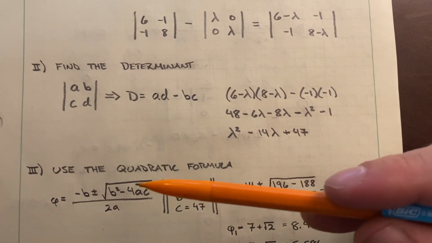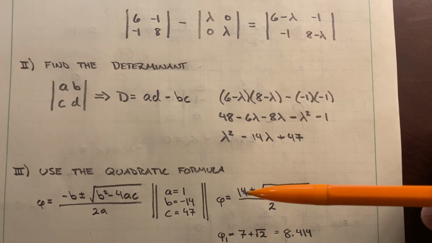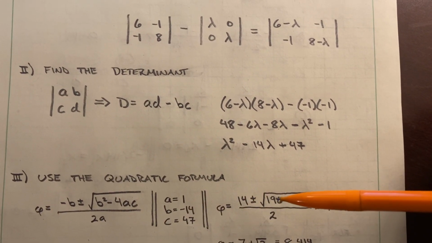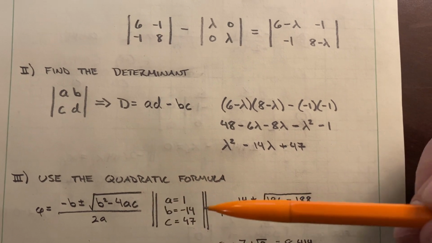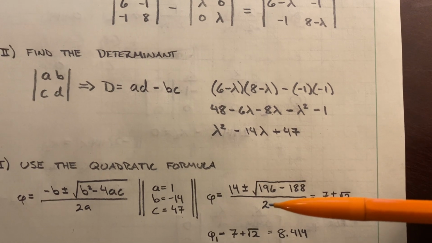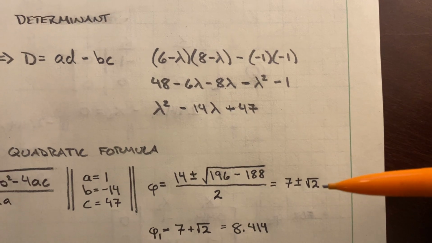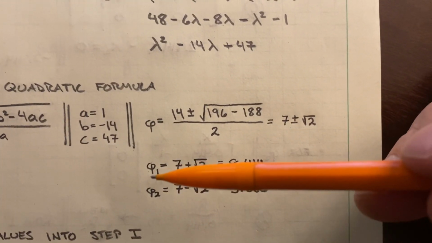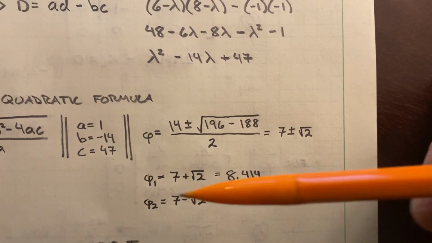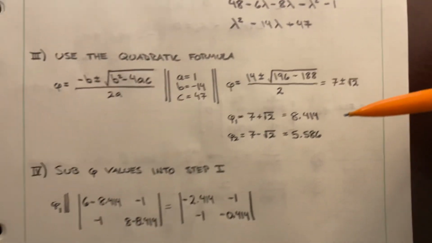We will put these values into our quadratic formula, giving us negative b, or negative 14, which is 14, plus or minus b squared, which is negative 14 squared, 196, minus 4 times a times c. So 4 times 1 times 47, 188. All divided by 2. We'll simplify, and we're going to get 7 plus or minus the square root of 2. So phi 1 is going to be 7 plus root 2, or 8.414, and phi 2 is going to be 7 minus root 2, or 5.586.